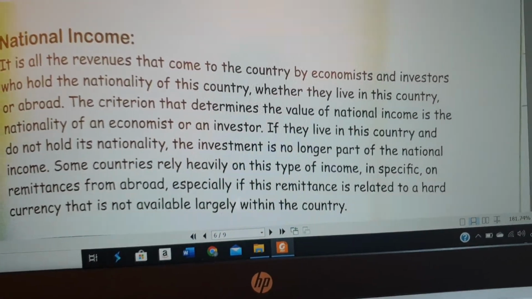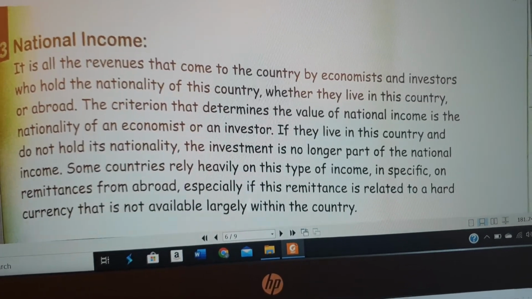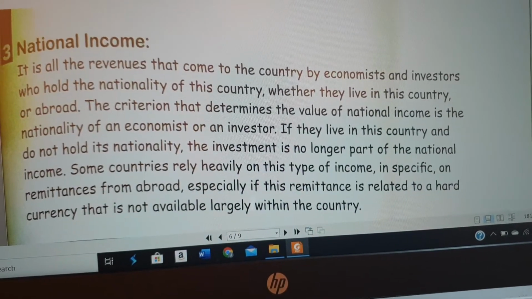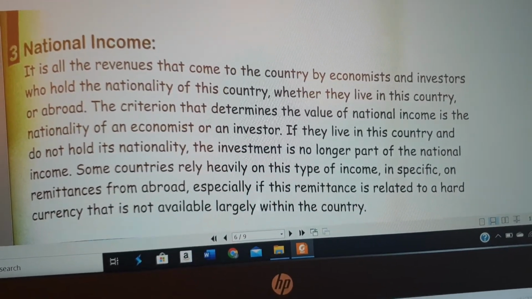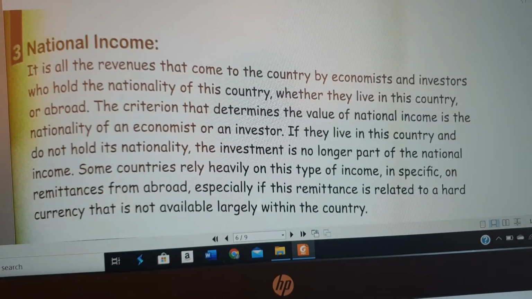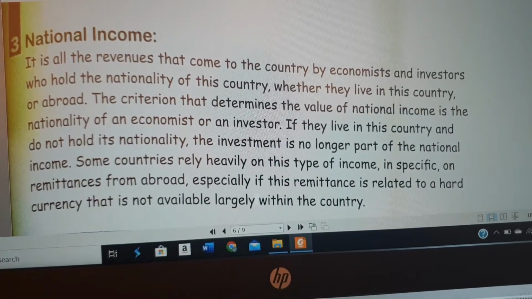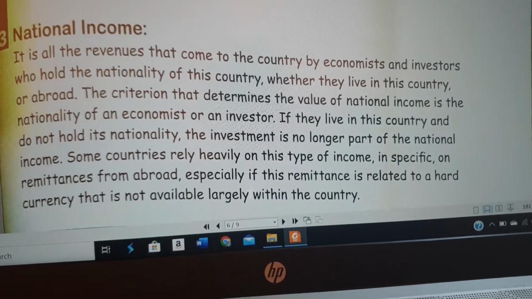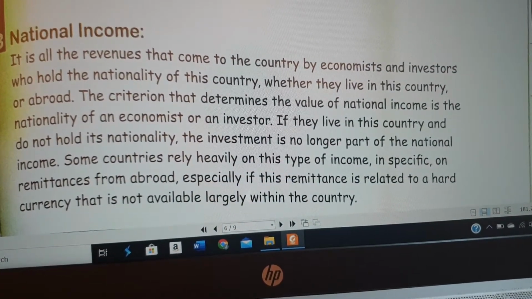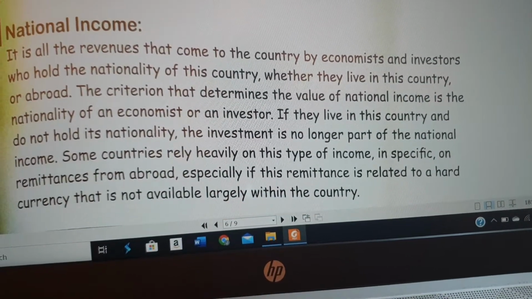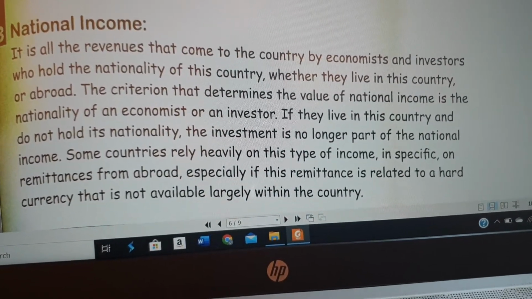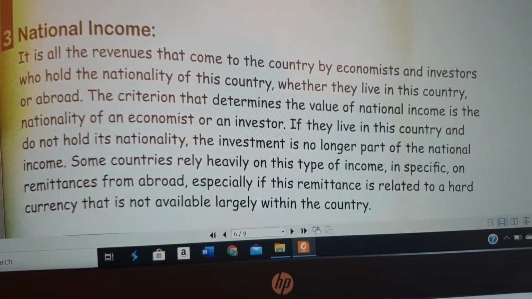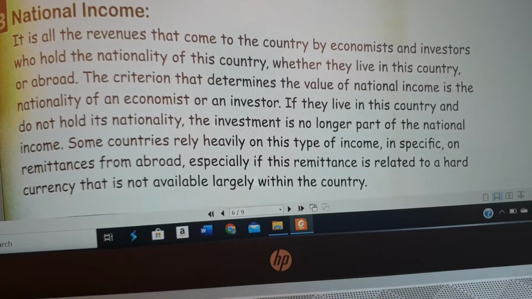Okay, my friend, I think you now have an idea about this. National income means what the citizens of that country make for their country from investment. Look at this word. It is the revenues that come to the country from economists and investors who hold the nationality of this country. What do I mean by who hold? That they are citizens, whether they live in this country or abroad.